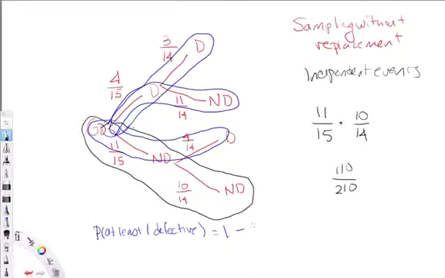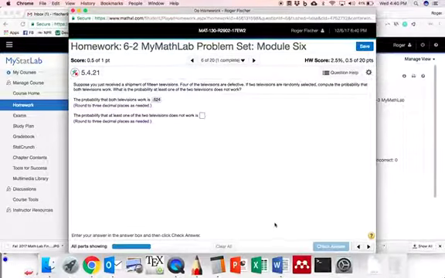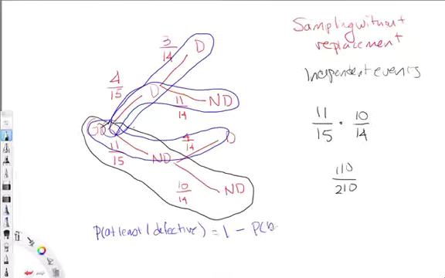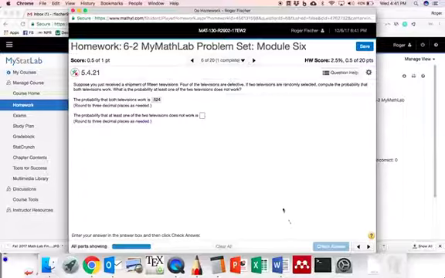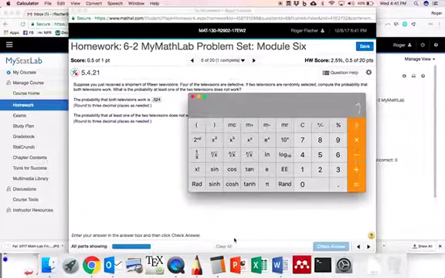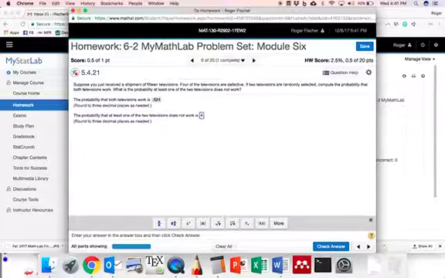Which means the probability at least one defective is 1 minus the probability both not defective. So we know the probability that both are not defective is 0.524, and so that's the probability we want. So we go 1 minus 0.524, we get 0.476.